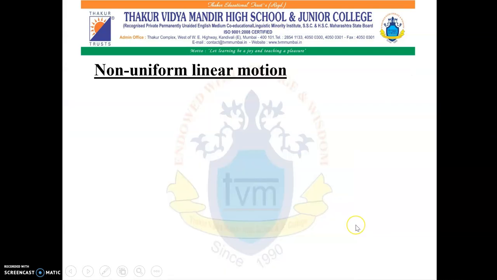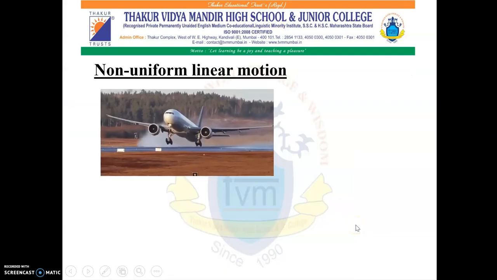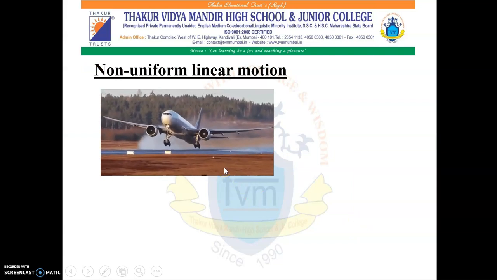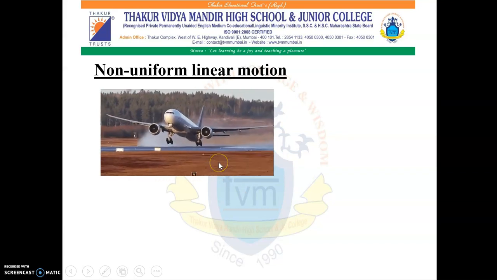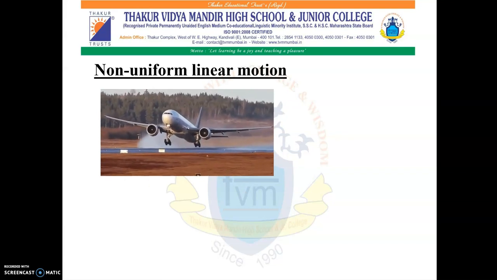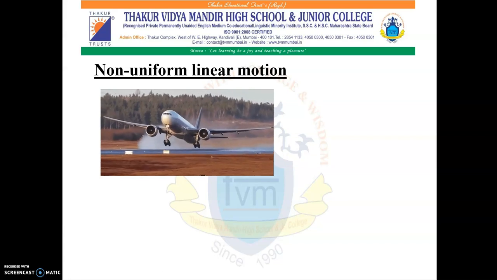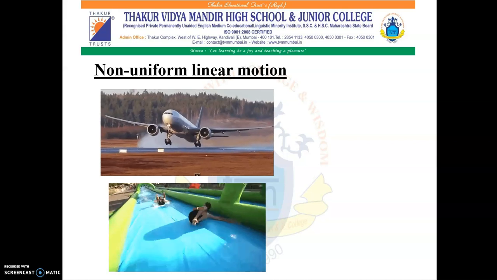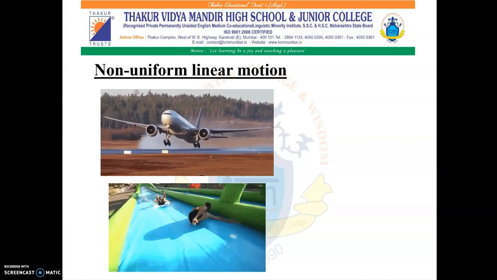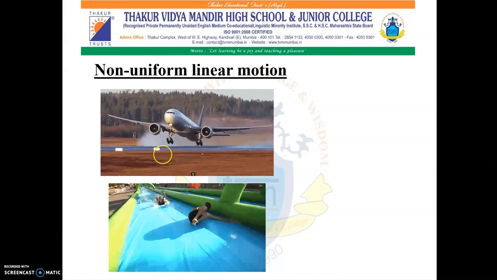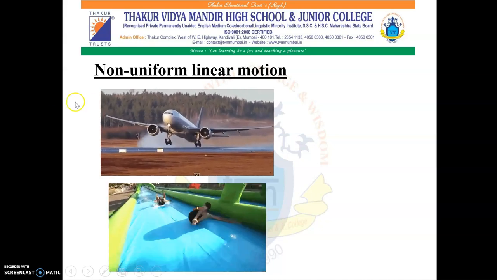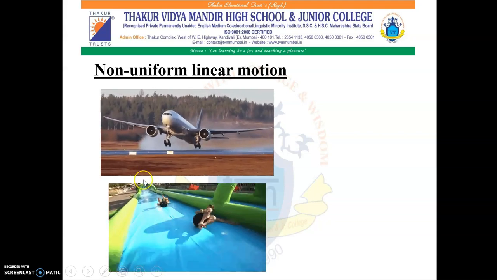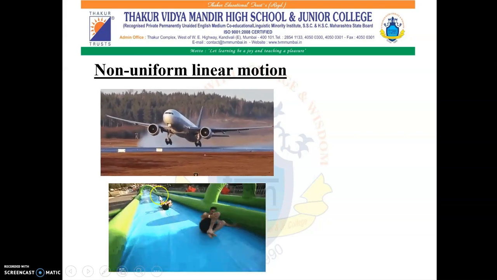Let us see few more examples of non-uniform linear motion. An aeroplane which is taking off. The speed of the aeroplane increases with time. So, it is non-uniform linear motion. Here, the motion of these people sliding over a slide in Water Kingdom. As they are moving in the downward direction, their speed is increasing. So, there is change in speed.